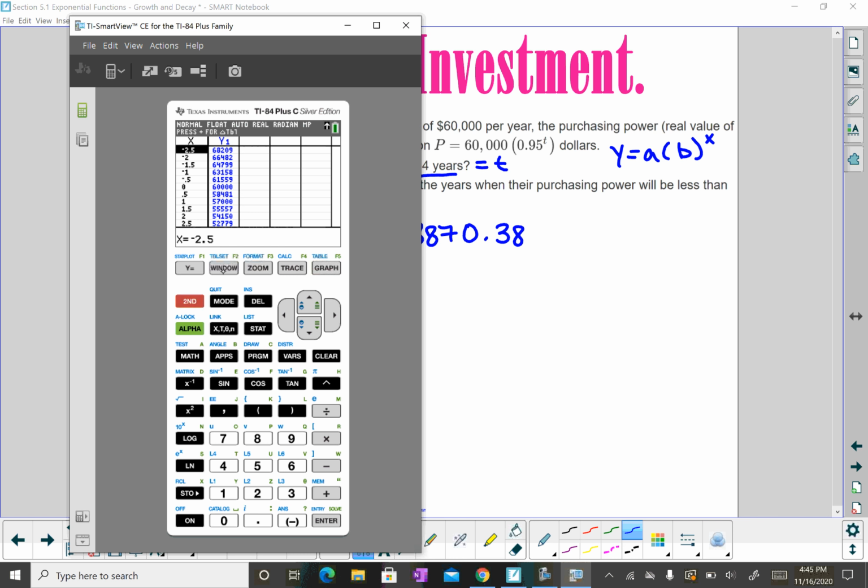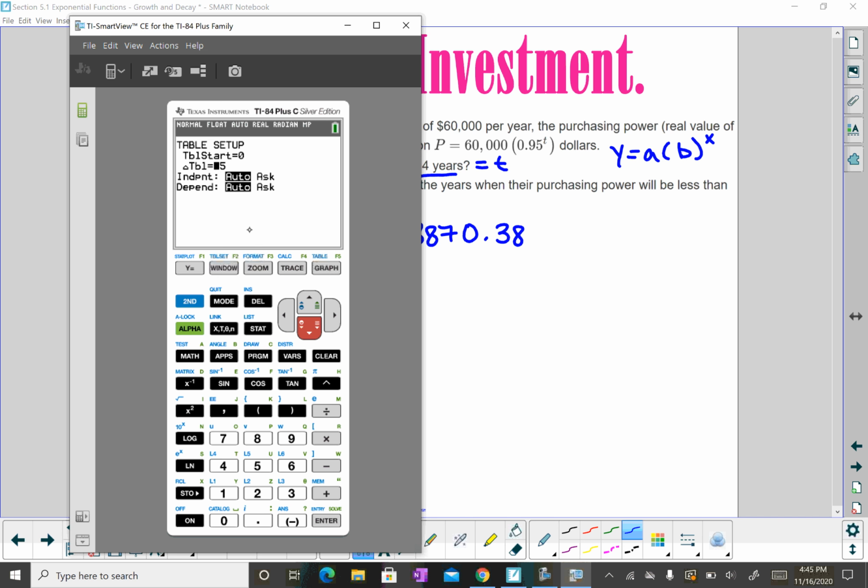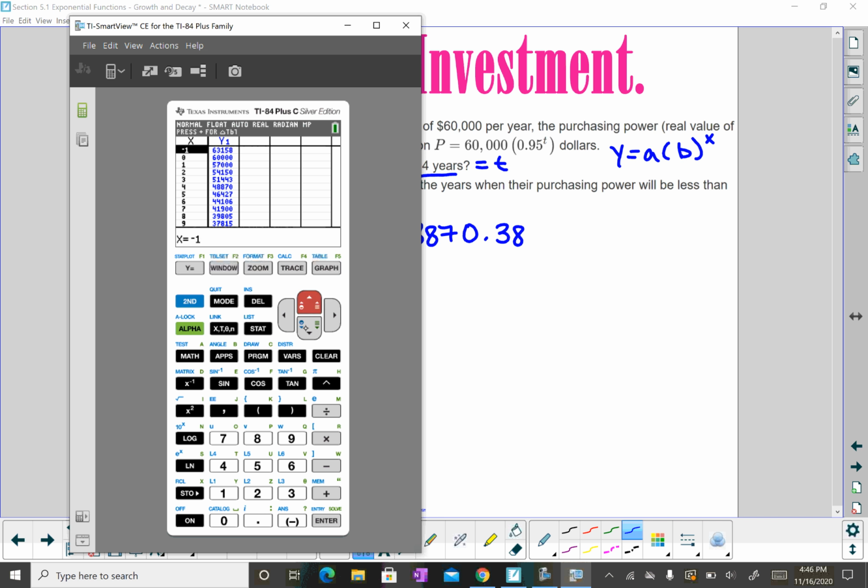Let me reset one thing on my table so mine looks like yours. If your table's ever weird, you hit second window, and it brings you to the screen. Table start 0, triangle TBL, that means change in the table 1. These are your default settings. Now if you go to your table, you'll see some values that we're looking for. After 0 years with the starting amount, that was 60,000. That's no surprise. We also found 4 a couple minutes ago, about 49,000.